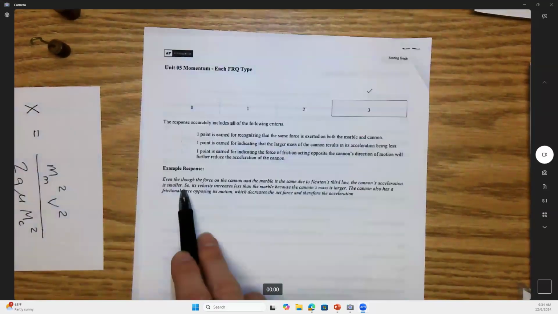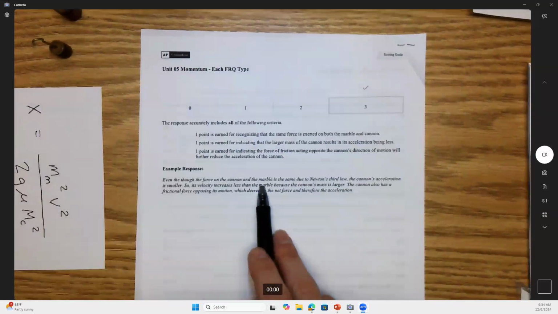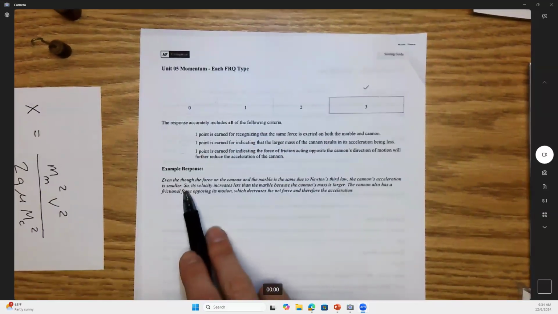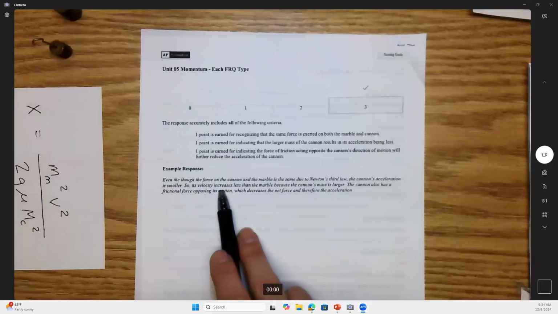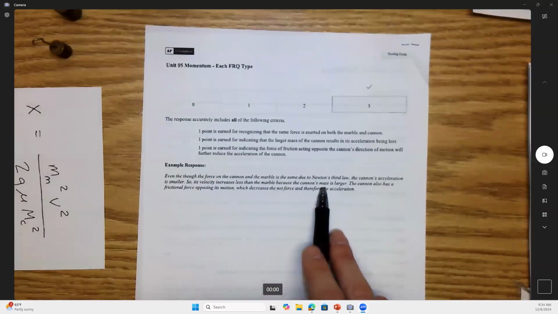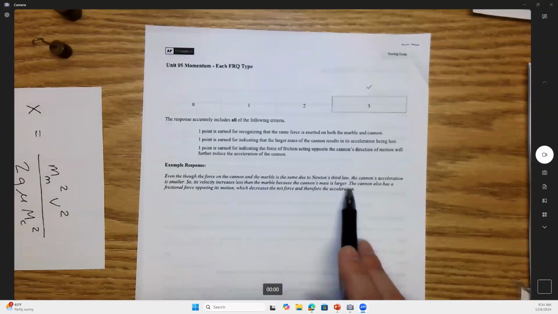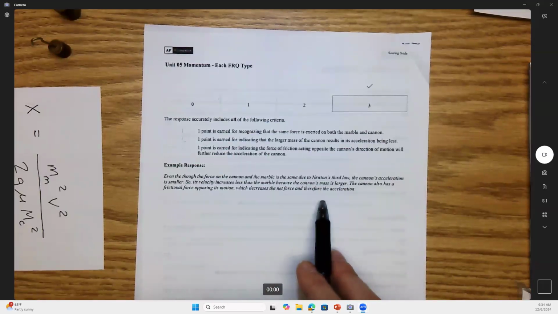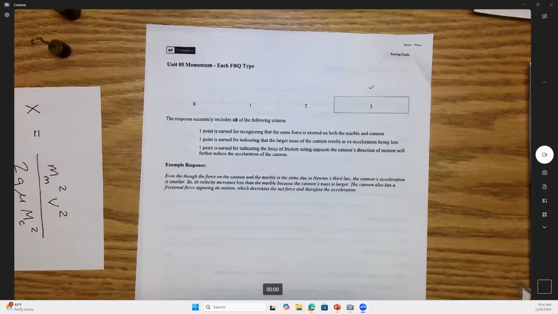Example response: even though the force on the cannon and the marble is the same due to Newton's third law, the cannon's acceleration is smaller. So its velocity increases less than that of the marble because the mass is larger. It's Newton's second law. The cannon also has a friction force opposing its motion, which further decreases the net force and therefore the acceleration. So there you go.